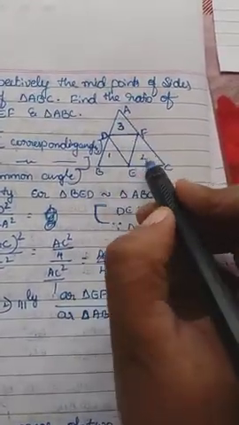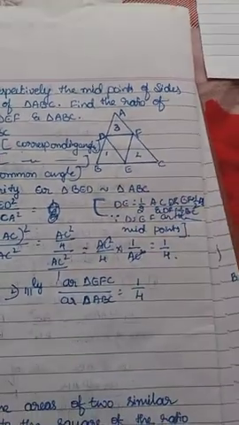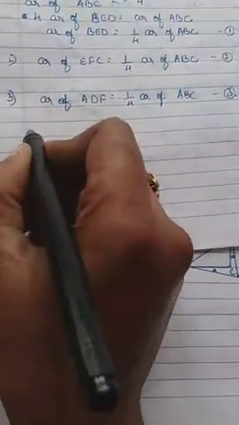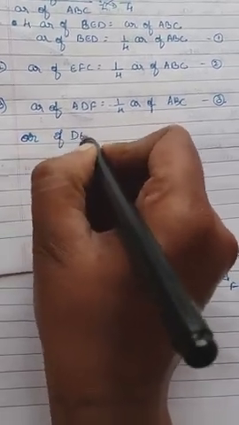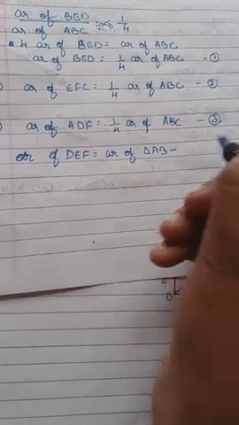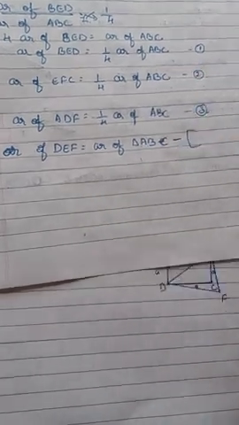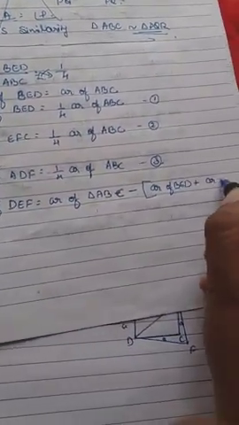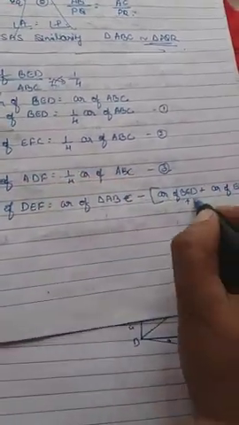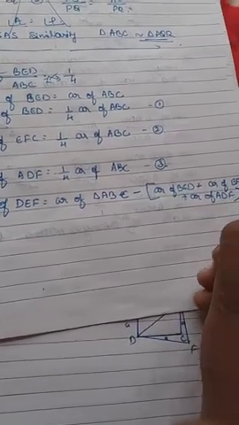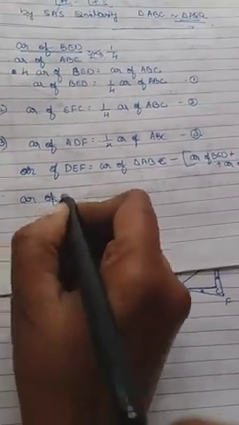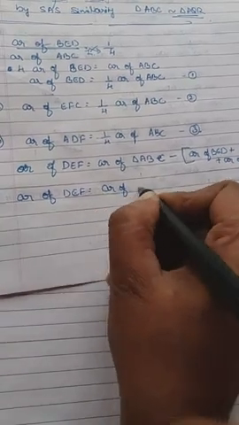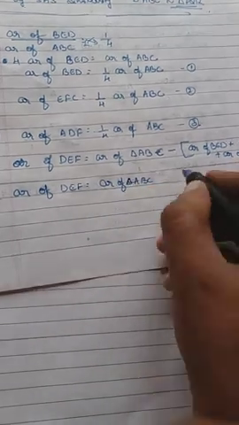So let us find this out. If we add all these and subtract from the whole, we can get the area of triangle DEF. So the area of triangle DEF equals the area of triangle ABC, the whole triangle, minus these three: area of triangle BED plus area of triangle EFC plus area of triangle ADF, right?